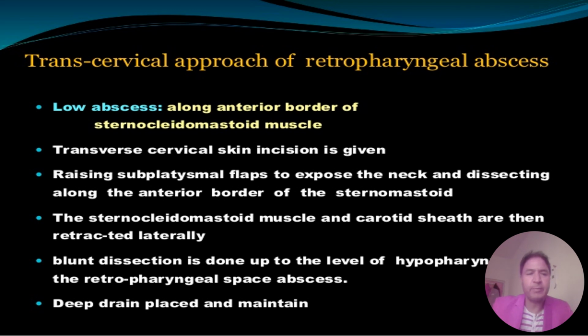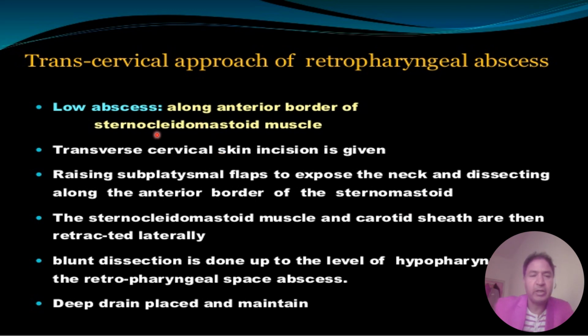Transcervical approach of retropharyngeal abscess, low abscess along anterior border of sternocleidomastoid muscle. A transverse cervical skin incision is given, raising subplatysmal flaps to expose the neck and dissecting along the anterior border of the sternomastoid. The sternocleidomastoid muscle and carotid sheath are then retracted laterally. Blunt dissection is done up to the level of hypopharynx. The retropharyngeal space abscess, deep drainage placed and maintained. So we have the transcervical approach of retropharyngeal abscess.